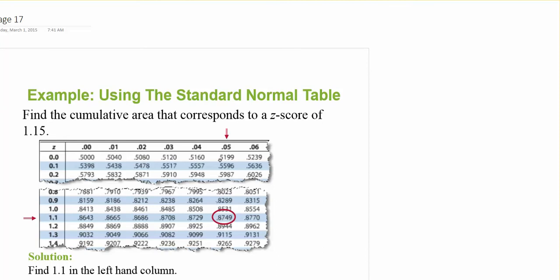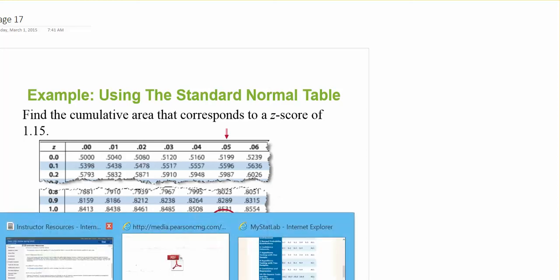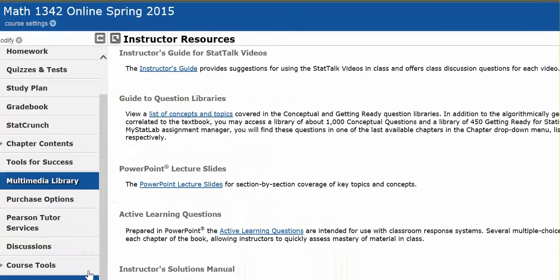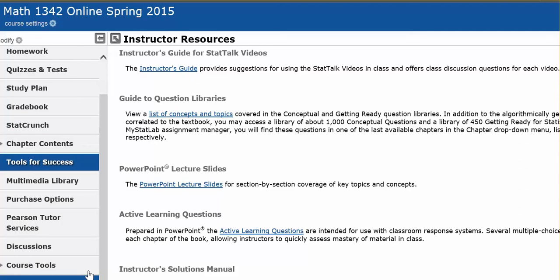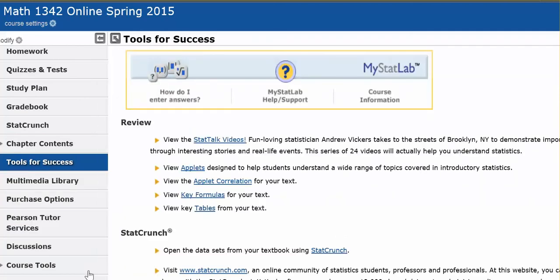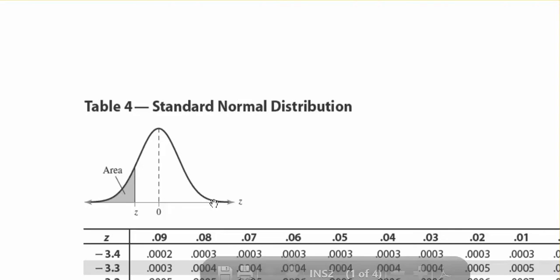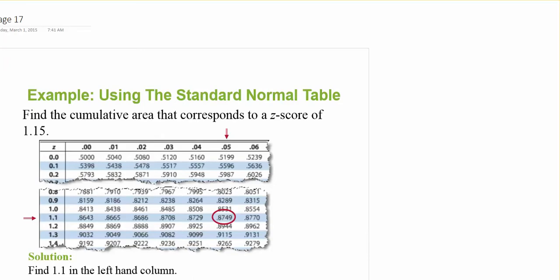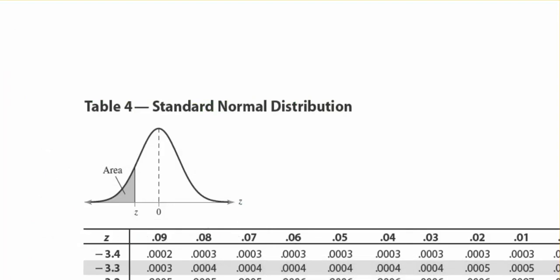We want to look at how to read this normal distribution table. So I'm going to take you into my math lab, and I'm going to show you that if you go to Tools for Success and click on Tables, it'll pull up this normal distribution table for you. So I should have that back in my notebook. So let me go find it.